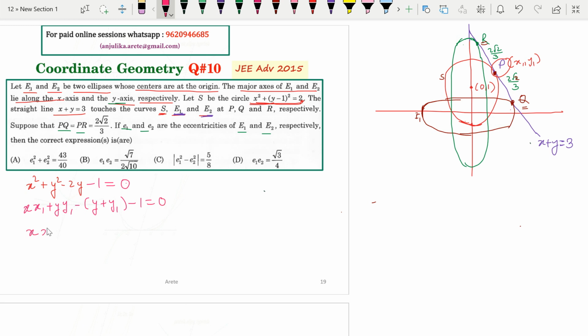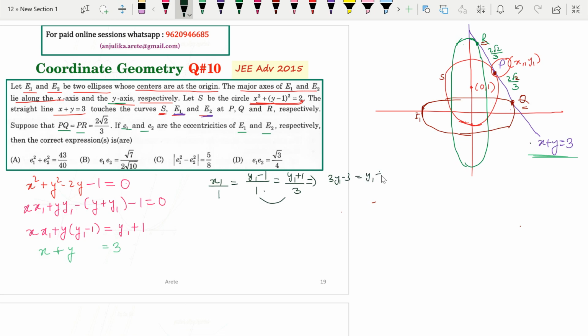Let's try writing it so that the coefficients of x and y are together. The coefficient of y is y1 minus 1 from here, and I will take the constants to the other side. So these are the constants here. Why am I doing this? Because I want to compare it with the given tangent. The tangent given to you is x plus y is equal to 3. Let's compare them because they are both the same equation. If you compare them, you get x1 upon 1 is equal to y1 minus 1 upon 1 is equal to y1 plus 1 upon 3. Now solve this quickly. What do you get? Let's use these two first. So you get 3y1 minus 3 is equal to y1 plus 1. How much do you get?